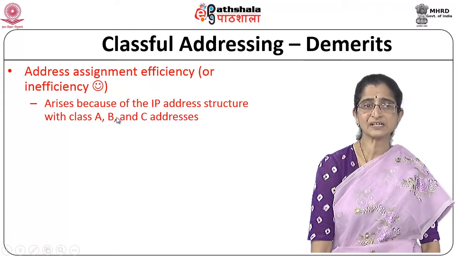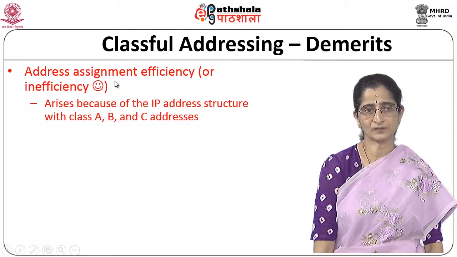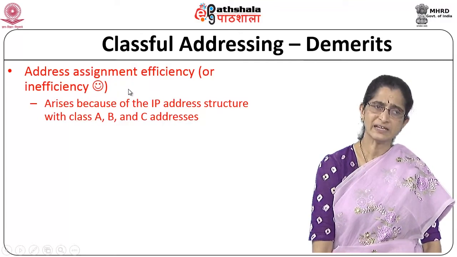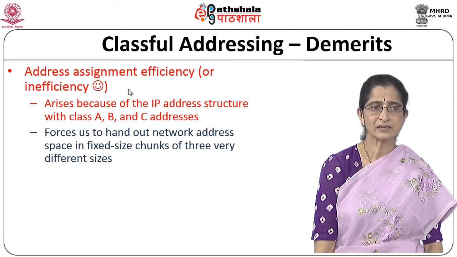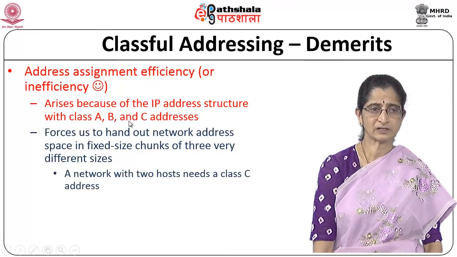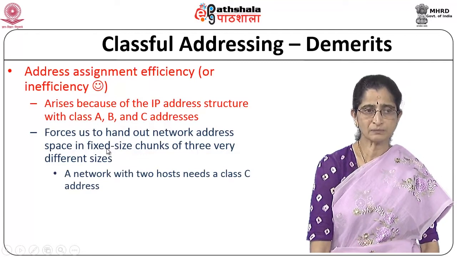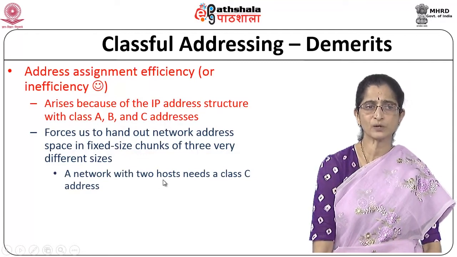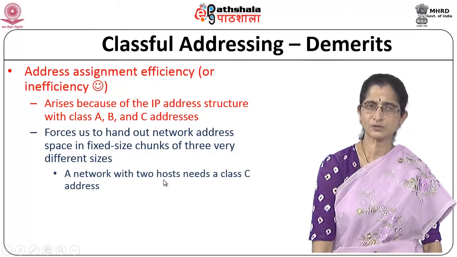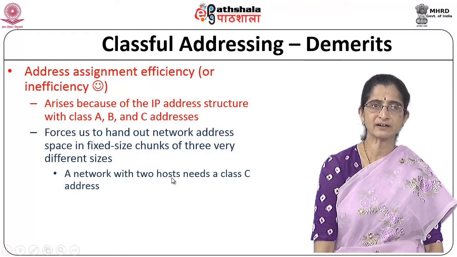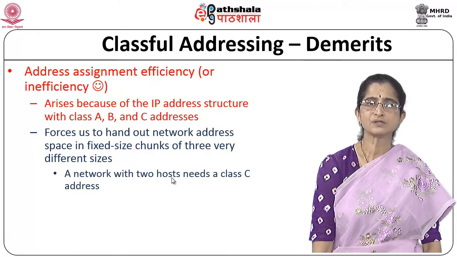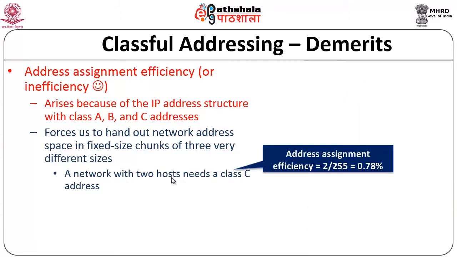Now to understand the demerits of this, we talked about this exhaustion problem, right, and about the inefficiency in the address assignment. So just to understand that, let us take a look at a simple scenario. Suppose a network requires only 2 hosts, so it requires only 2 addresses. What will it take? It will have to take a class C address, because that is the smallest chunk we get, right. So you get about 256 different addresses. So you have to take a class C network, which has 256, but you are using only 2 out of those. So 2 out of 256, that is about 0.78% efficiency.